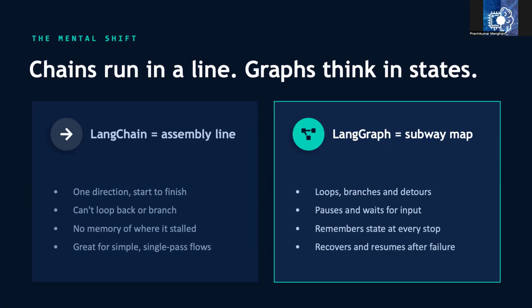Now think of LangGraph on the other side as a subway system. You have got multiple lines, transfer stations, express routes, local stops, and so on. If one line is down, you reroute. If you miss your stop, you loop back. And at every station, there is a map that knows exactly where you are.